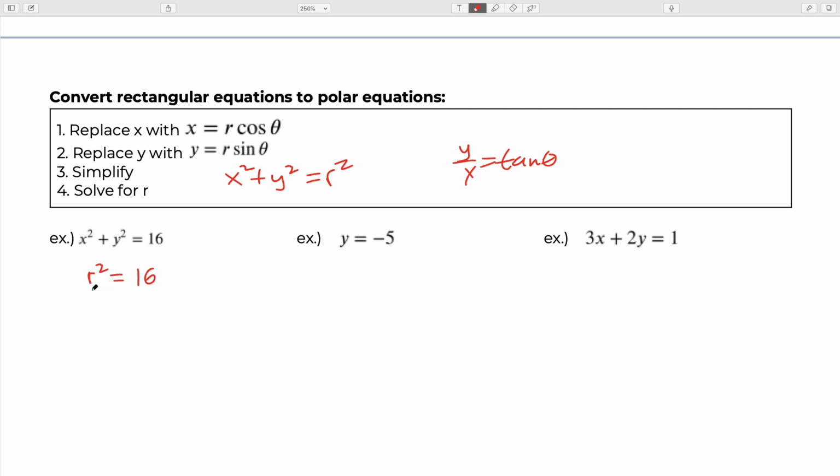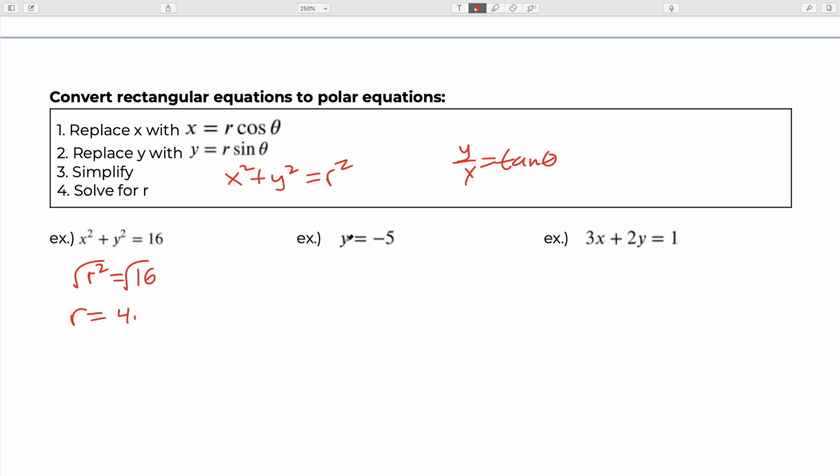Okay, and if we want to solve this, sometimes it's easier to solve, sometimes it's not. But in this case, you could just take the square root of both sides. You can say r is going to equal positive 4. And we don't need to do a plus or minus because, again, r represents that distance, right? It's a positive distance away.